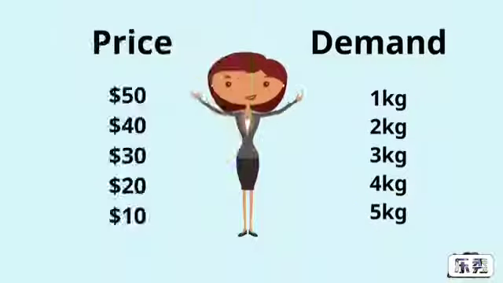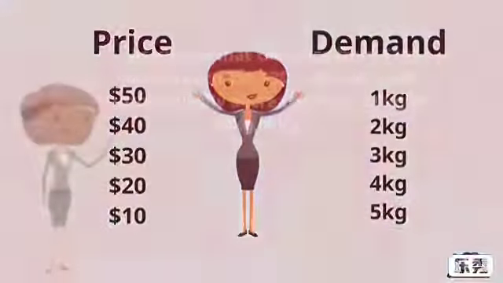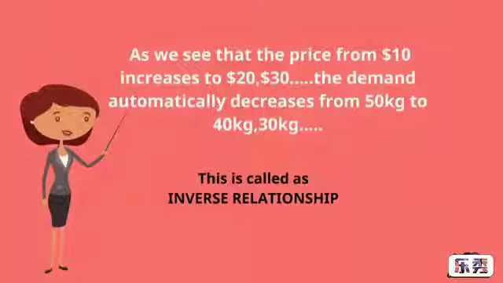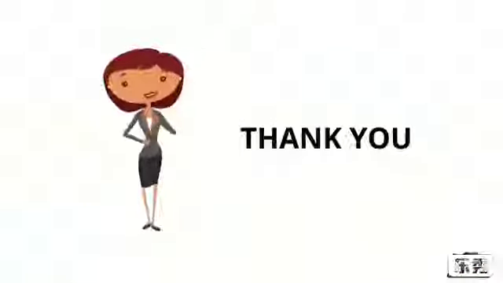Here shows the price and demand of a commodity. As we see that the price from $10 increases to $20, $30, the demand automatically decreases from 50 kg to 40 kg, 30 kg. This is called the inverse relationship between demand and price.